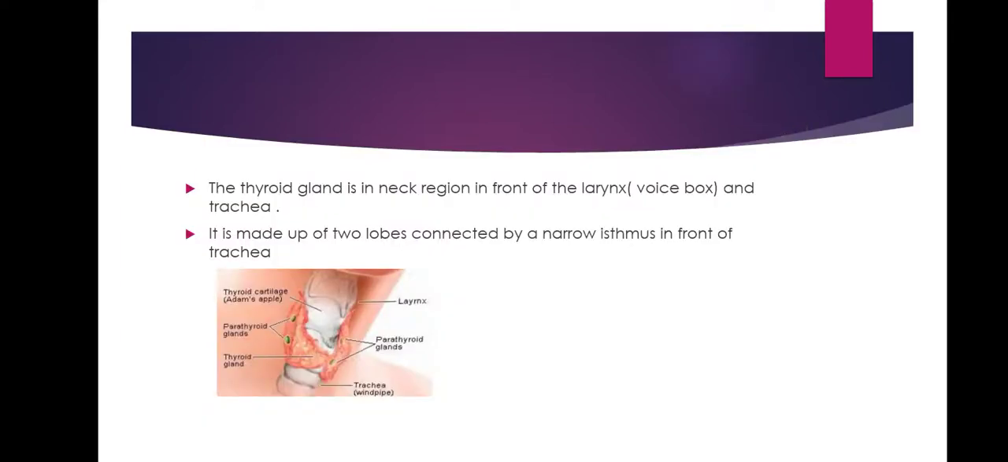So let's begin. The thyroid gland is present in neck region in front of the larynx and trachea. Larynx is commonly known as voice box and trachea is commonly known as windpipe. So the gland is made up of two lobes connected by a narrow isthmus in front of the trachea.